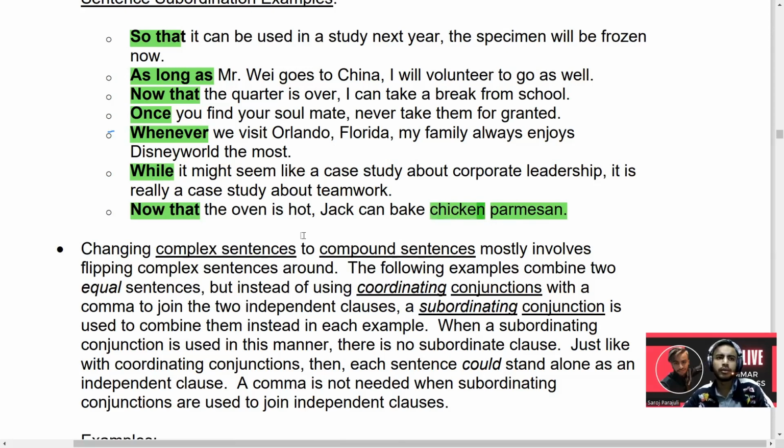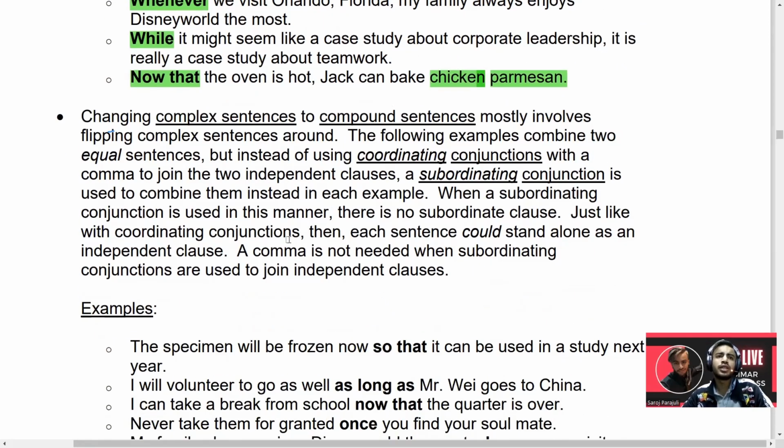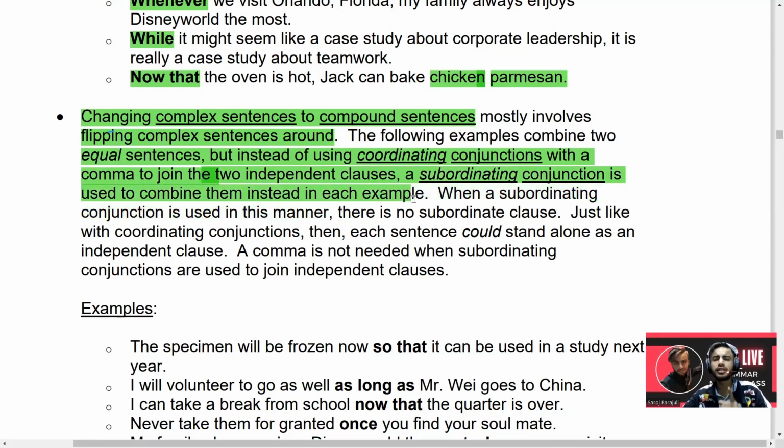Now, changing complex sentences. How can we change complex sentences to compound sentences? It mostly involves flipping complex sentences around. The following examples combine two equal sentences. But instead of using coordinating conjunctions with a comma to join two independent clauses, a subordinating conjunction is used to combine them in each example.